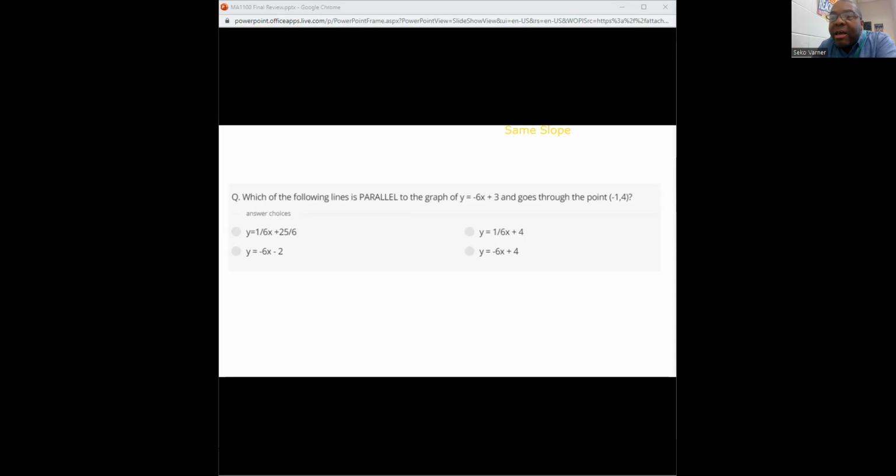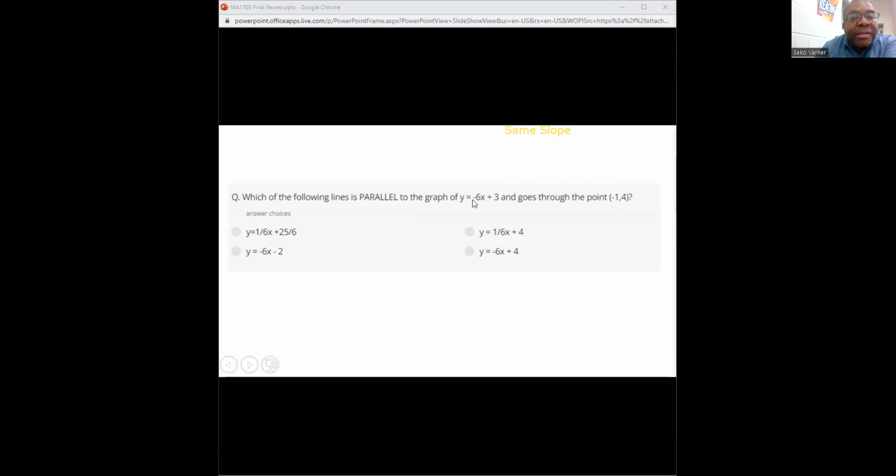Now, every space here has a number, so I want to lock that viewport. Every space, 1, 2, 3, 4, 5, 1, 2, 3, 4, 5. I like it locked there. I have the point negative 1, 4, so I'm going to put in negative 1, comma, 4, in parentheses. Then I'm going to click label. And that's where negative 1, 4 is.